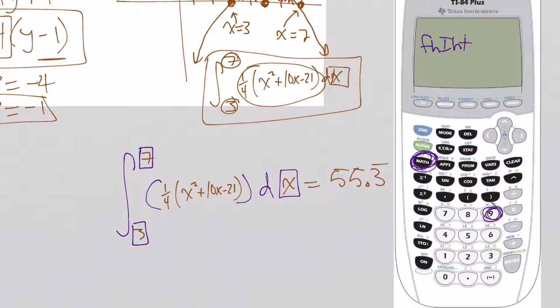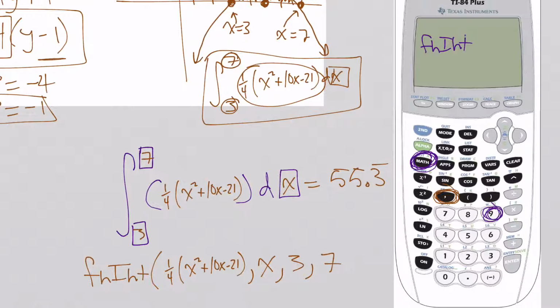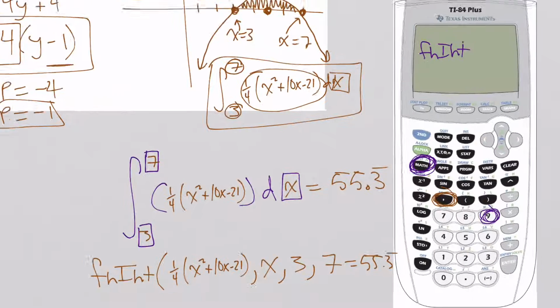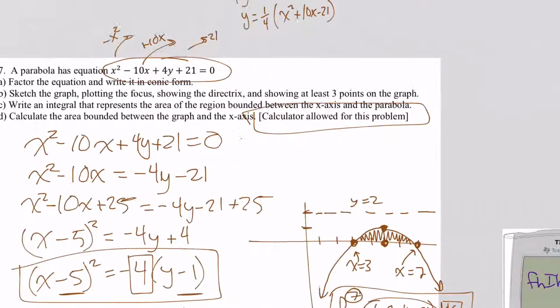If you're on an older calculator, you need to do it a little bit differently. You get it in the same way, fnInt, but all it gives you is that parenthesis right there. The very first thing you need to tell it is the function. So you need to type your function right there. Then you need to do a comma. Comma is that button right there. And then you need to tell it that x is the variable, and then do a comma, and then tell it the lower bound of 3, comma, the upper bound of 7, and then hit enter, and you should get the same 55.3 repeating. Either way, you got your answer, and we good.